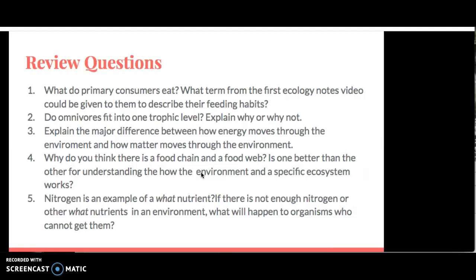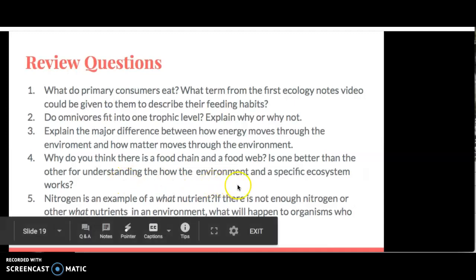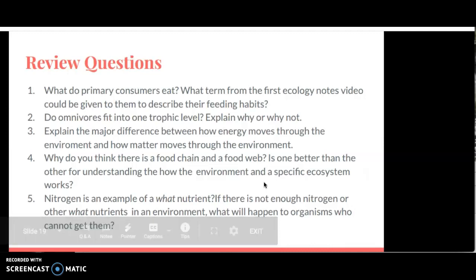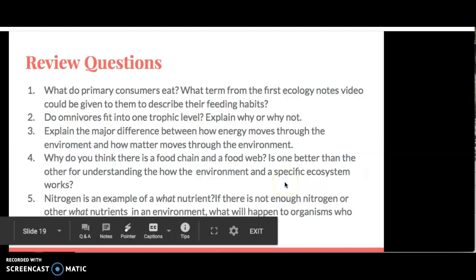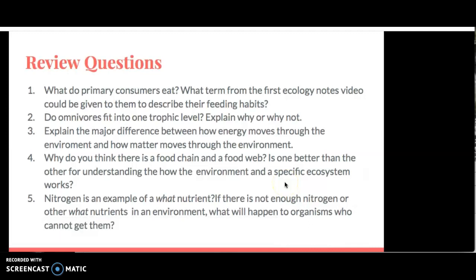Explain the major differences between how energy moves through the environment and how matter moves through the environment. Why do you think there's a food chain and a food web? Is one better than the other for understanding how the environment and a specific ecosystem works? And finally, nitrogen is an example of what nutrient? If there's not enough nitrogen or other such nutrients in the environment, what will happen to organisms who cannot get them?